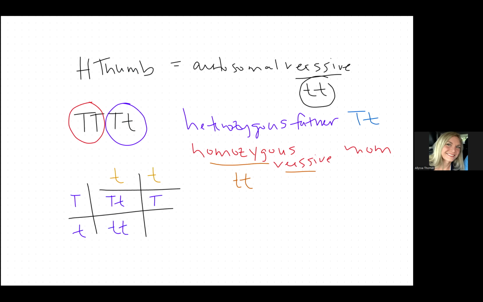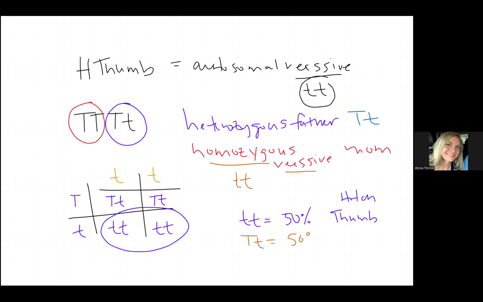little t. If they have hitchhiker's thumb, they're going to look like this. So there's a 50% chance that they're going to have a hitchhiker's thumb. Now, if they have this, that big T, little t, they're heterozygous, but that means that they don't have it. So sometimes these genetic traits or phenotypes can be dominant or recessive, but you have to look at the Punnett square first to figure that out.